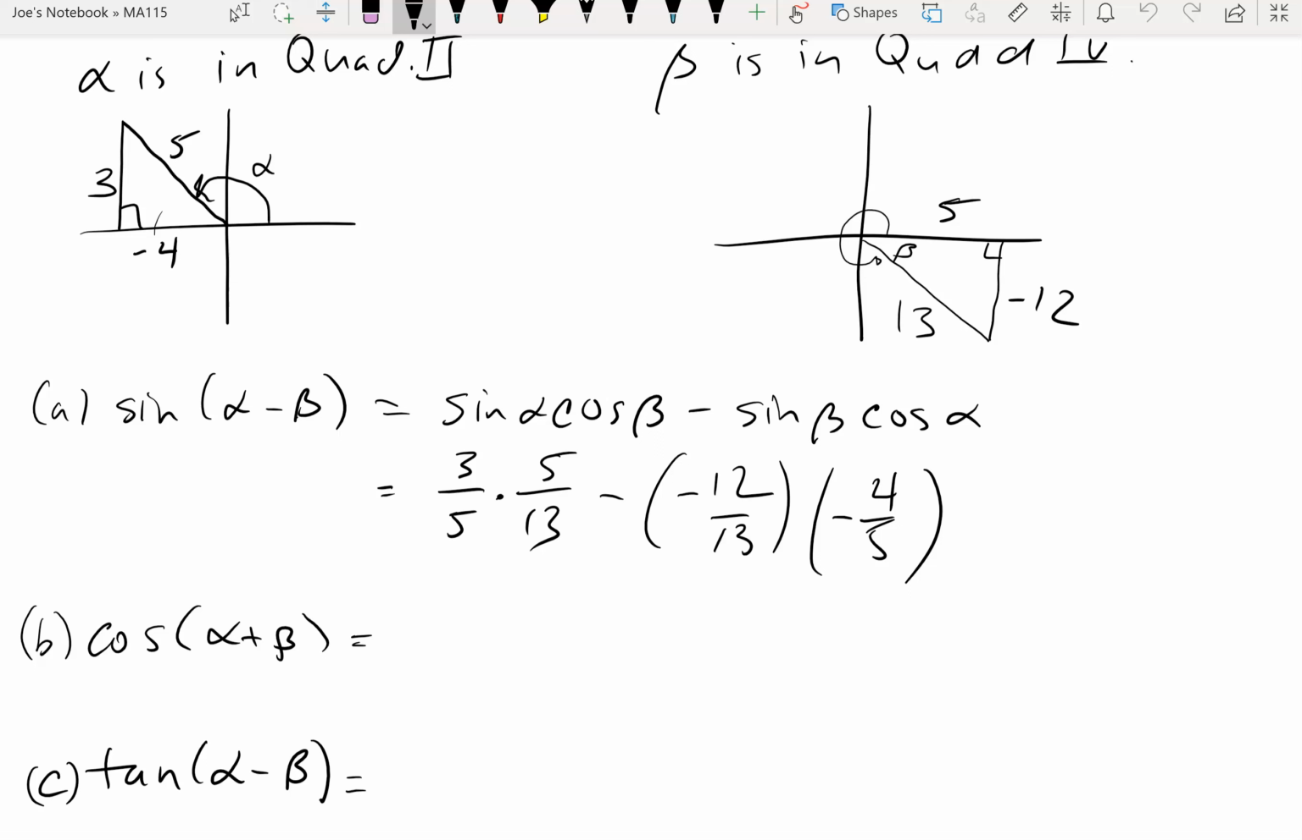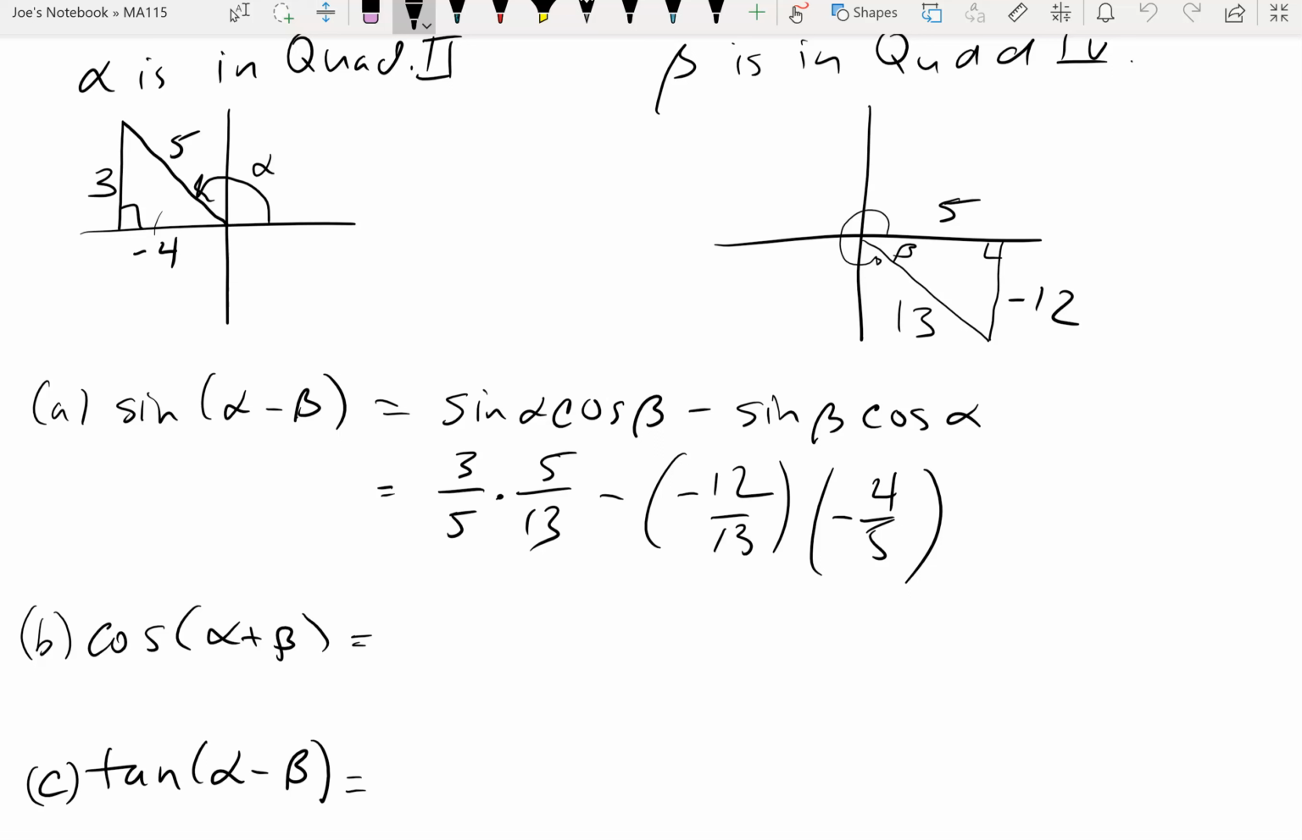You ready to talk about this one? So what did you do first with the identities? What did you do with cosine of alpha plus beta first? Tangent, tangent alpha minus tangent beta.